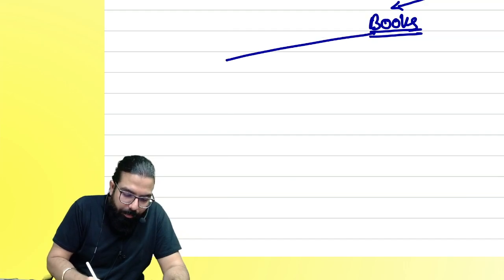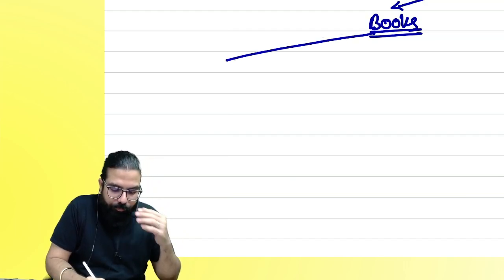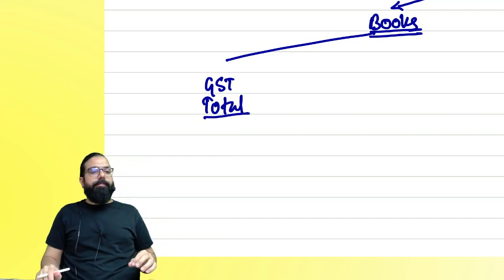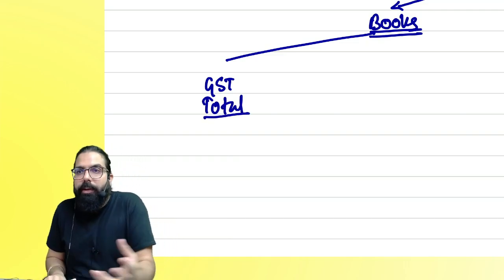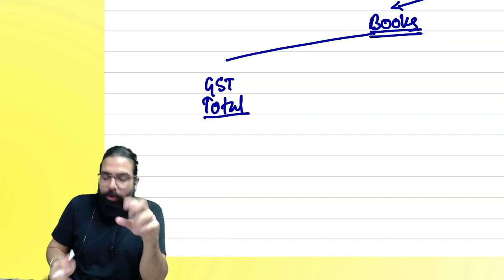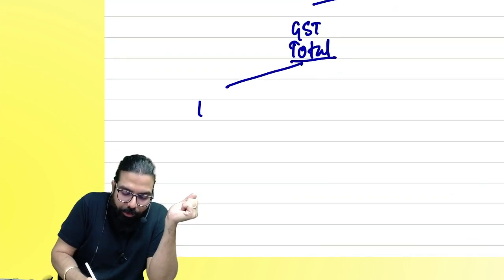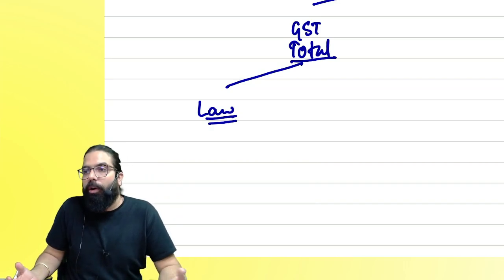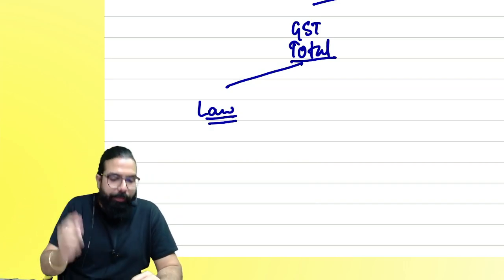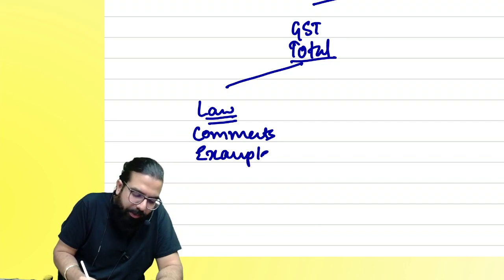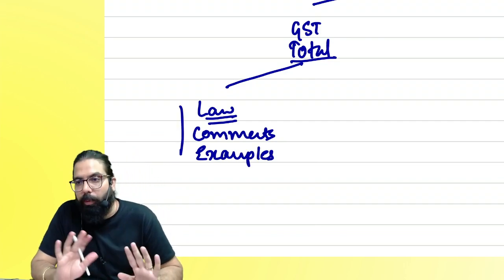What is the GST total book, everyone? Why do we call it a GST total book? It's the textbook, the main book. It consists of the law which we are going to learn. GST, Goods and Services Tax, is a law. So the main portion of the law is there, along with my comments, along with examples, etc. I've beautifully framed the book. This is the textbook.